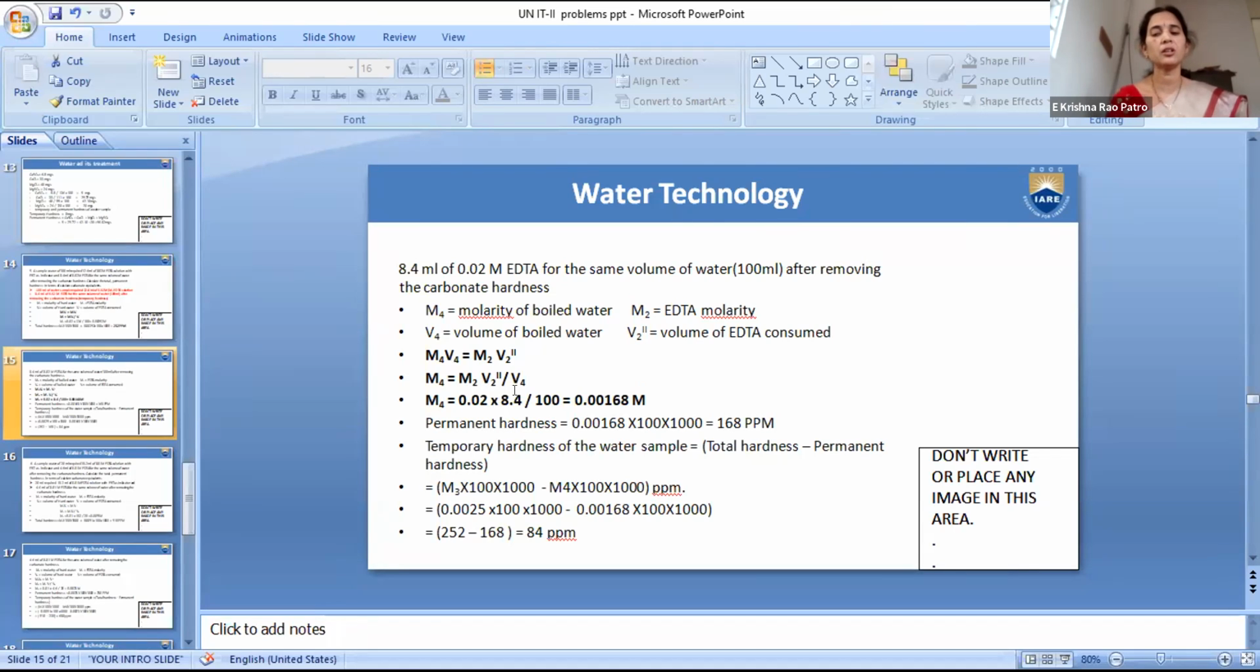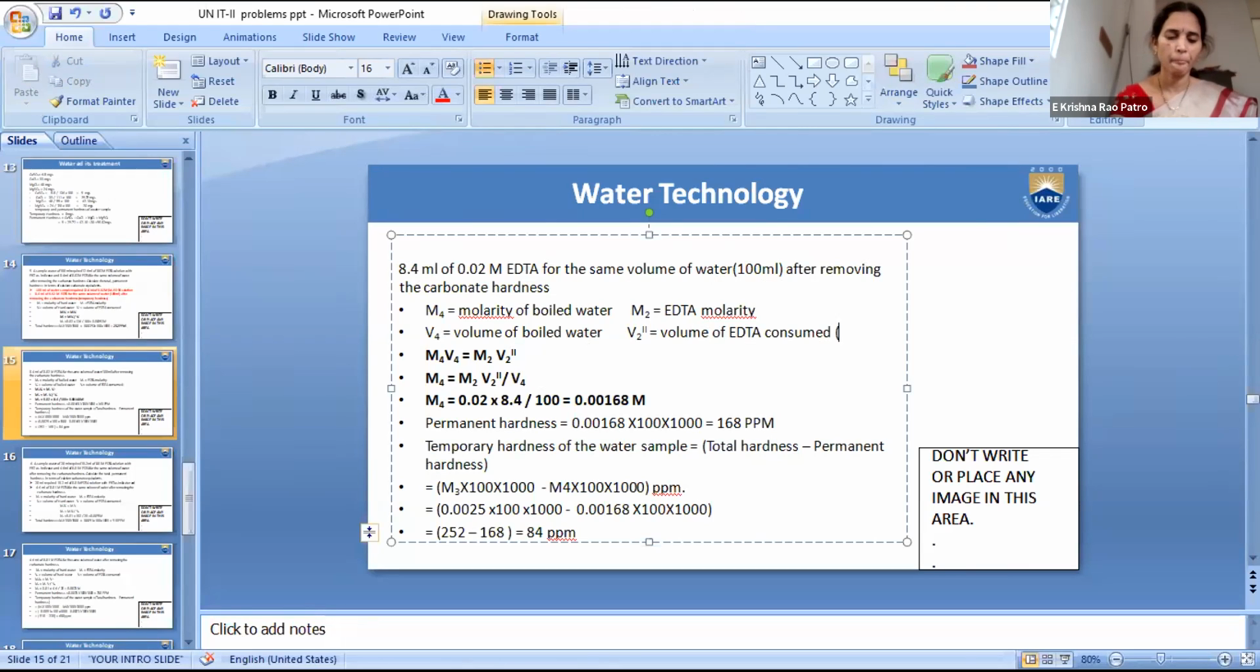So we are going to find out permanent hardness, M4. So M4 is equal to M2. How much molarity is given for EDTA? 0.02 M2, write down, into, so how much volume of EDTA consumed for boiled water? After removing carbonate hardness, means after boiling the water, 8.4 ml of EDTA is consumed. So you write 8.4, V2 double slash, that is volume of EDTA consumed.